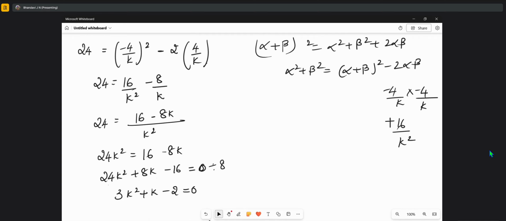Usually these problems will be for 2 marks. Okay, 2 mark questions.